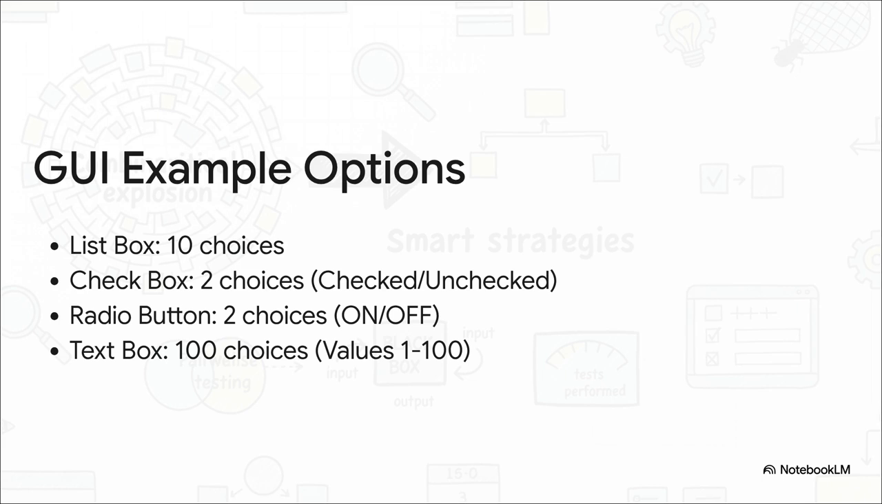There's a list box with 10 items, a checkbox that can be checked or unchecked, a radio button that's on or off, and a text box where you can type in any number from 1 to 100. Doesn't seem too complicated, right? Well, let's see what happens when we actually try to test it.